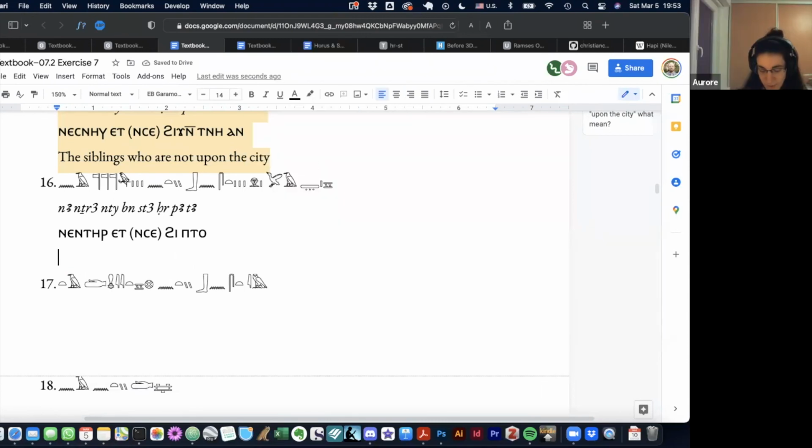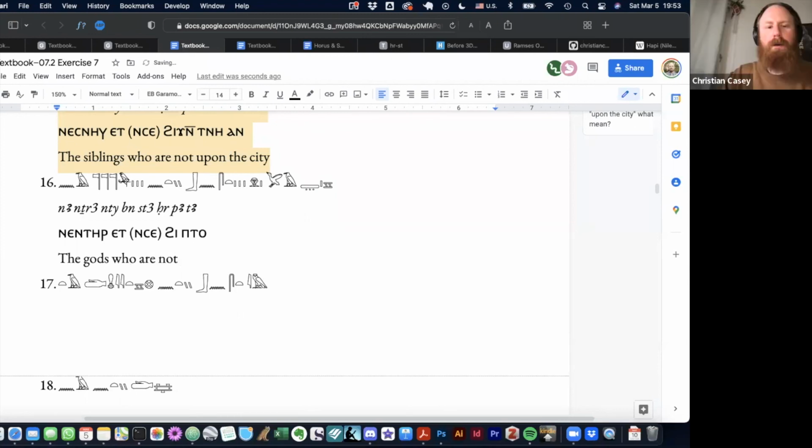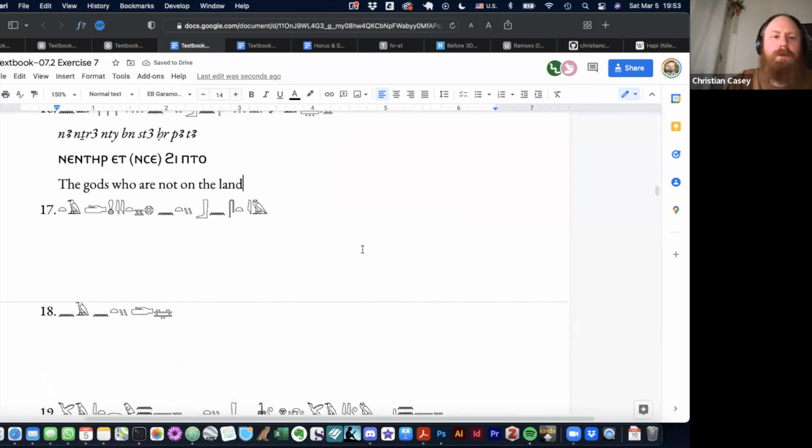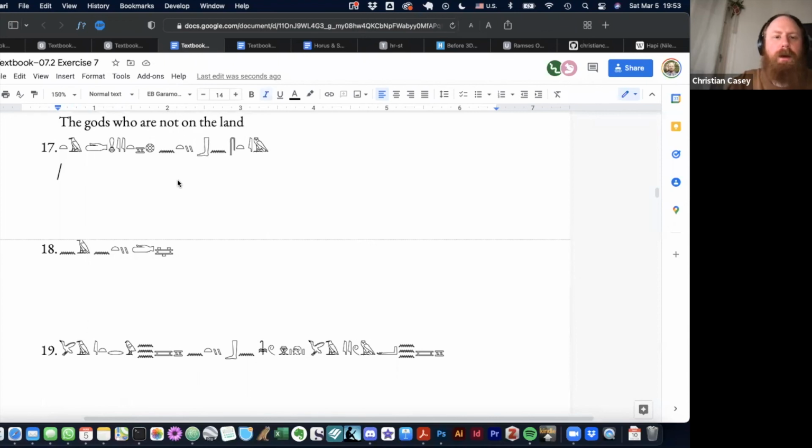The gods who are not on the land. Yeah. Gods who are not on the land. Okay. Thank you so much, Aurora. That was really excellent. Thank you.